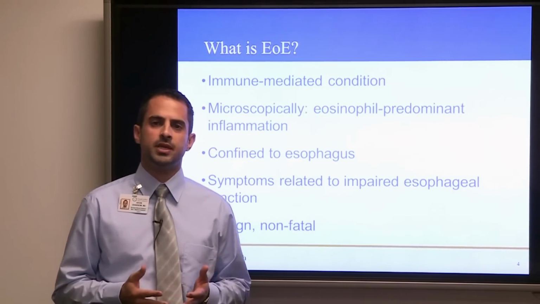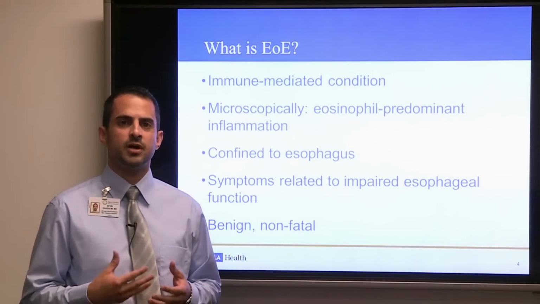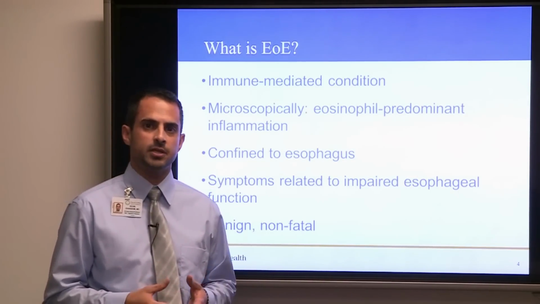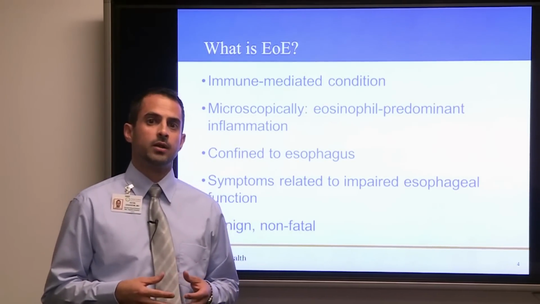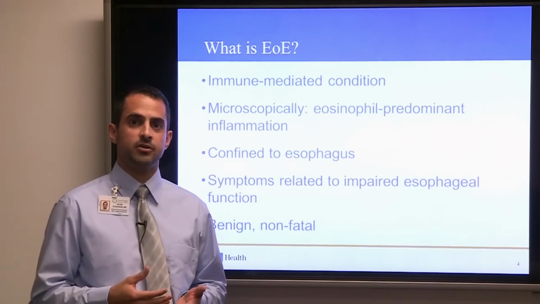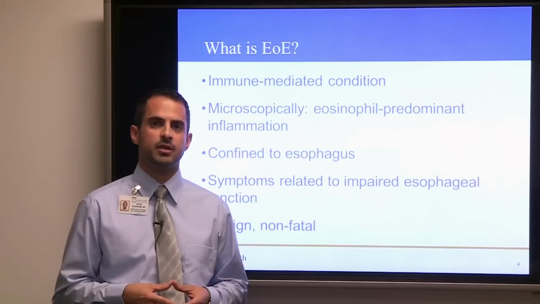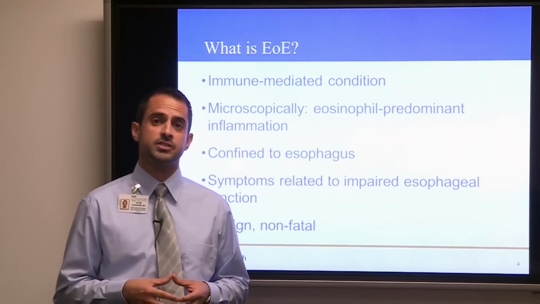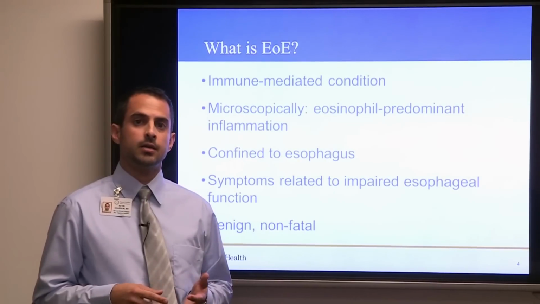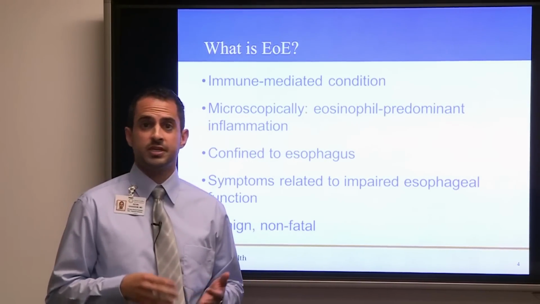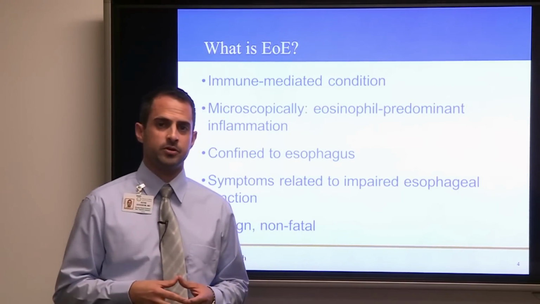EOE is an immune-mediated condition, and by that I mean that your body's immune system responds to some type of foreign stimulus and leads to inflammation in the esophagus. And when we look at the esophagus under the microscope, we see that this inflammation is made up of predominantly a white blood cell called eosinophils. And eosinophils are frequently seen in allergic types of disorders. We will see them in asthma and eczema, and many other allergic types of disorders.